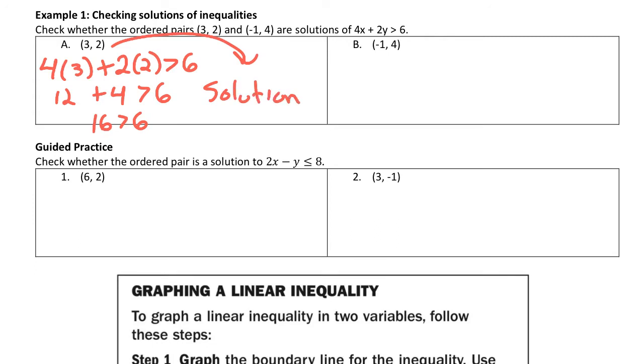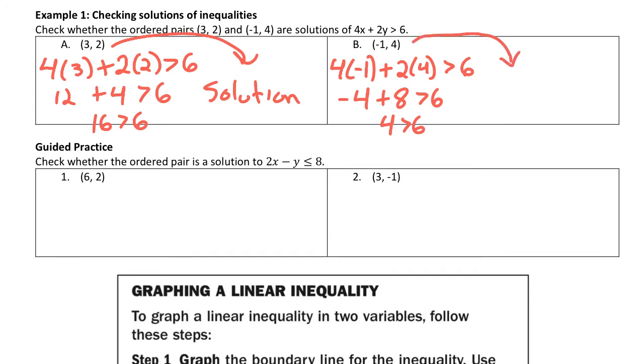Okay? For part B, we are testing whether this point is a solution. I'm going to substitute -1 for x. I'm going to substitute 4 for y. And I'm going to say that should be greater than 6. So when I simplify, it's -4 plus 8 is greater than 6. And then 4 is greater than 6. That point produces a false inequality. So that means that point is not a solution to the inequality.